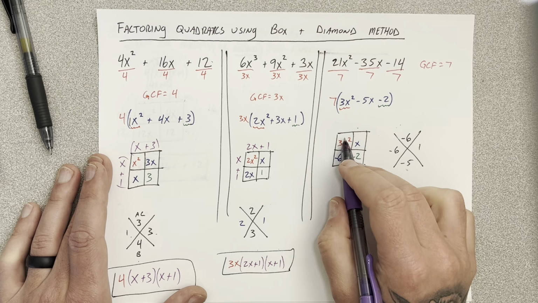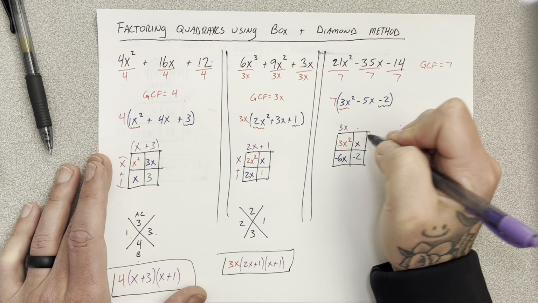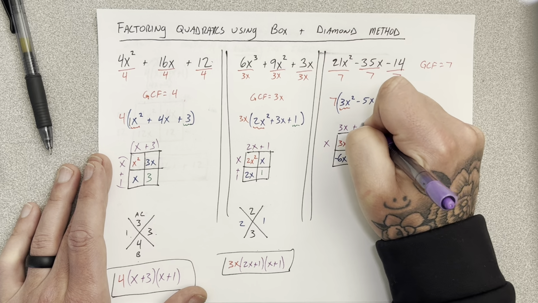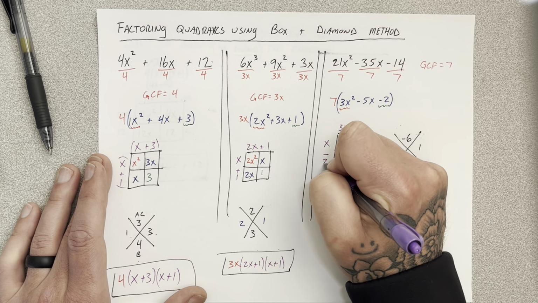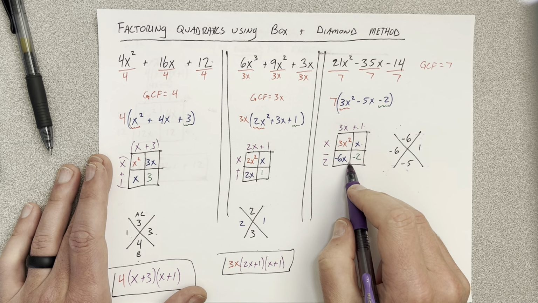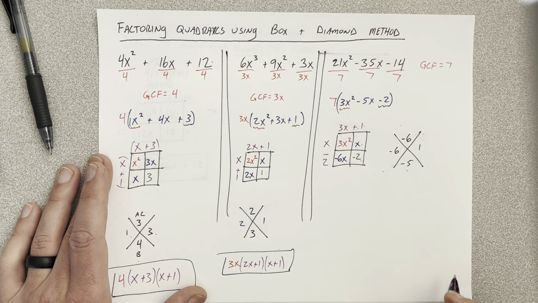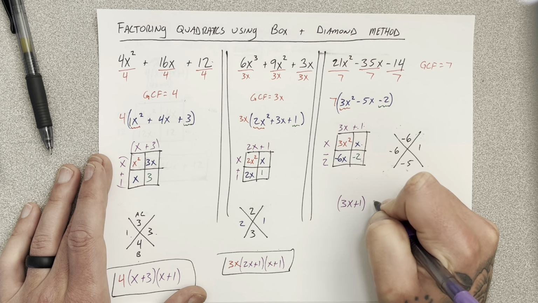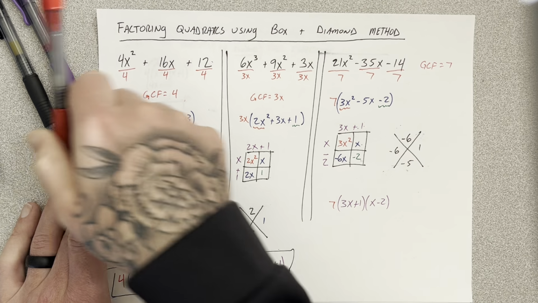Top column, GCF among these two is 3x. 3x times 1x gives us 3x squared. 1x times 1 gives us x, and 3x times negative 2 is negative 6x, and then to check using the C, 1 times negative 2 is indeed negative 2. So this one here, when factored, we get 3x plus 1 times x minus 2, and we cannot forget our GCF, it was just 7.